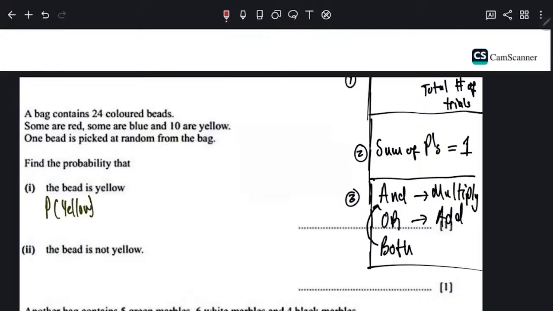Right. A bag has 24 colored beads. Some are red, some are blue, and 10 are yellow. Okay, so the probability of yellow will be the number of yellow, 10, over the total, 24. We've talked about it: the number of something over the total. And this will reduce to 5 over 12. That's going to be your solution.